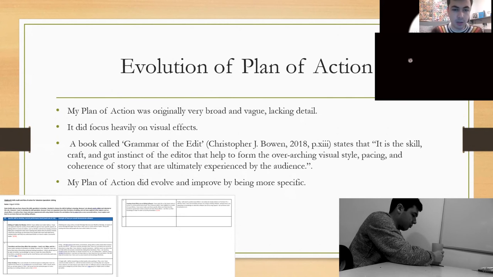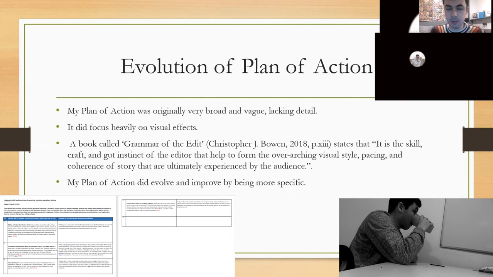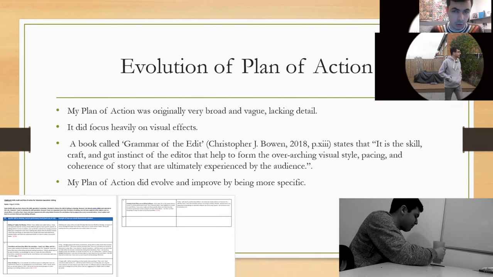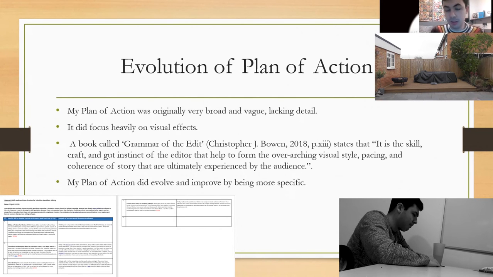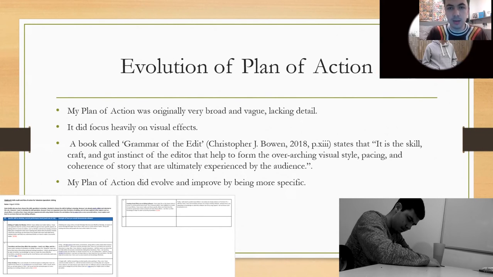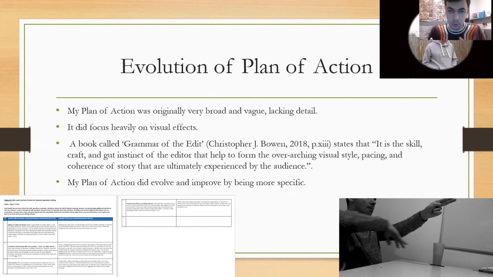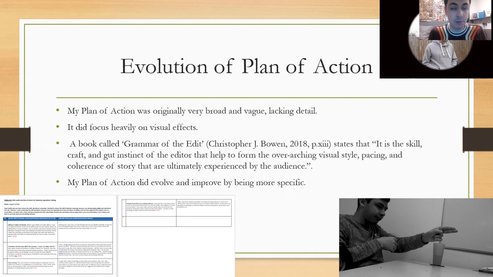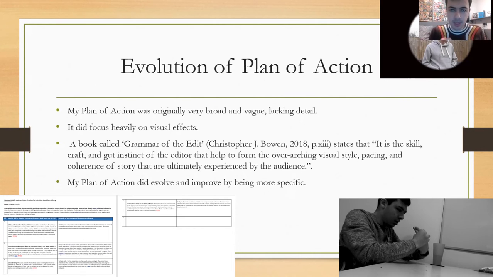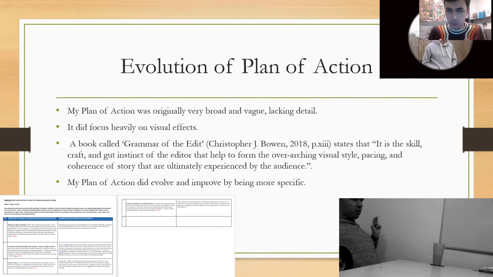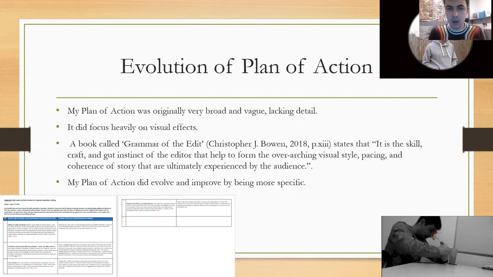Thankfully, I did evolve and improve my plan of action over time by being more specific. In the top right, you'll see that I did 3 transitions for my second presentation. And in the bottom right, you can see that I did one specific, easy, simple and quick visual effect to create for my fourth presentation. However, them being easy and simple to create, I think showed a lack of experimentation and a lack of confidence in experimentation, which was something that I needed to improve upon.